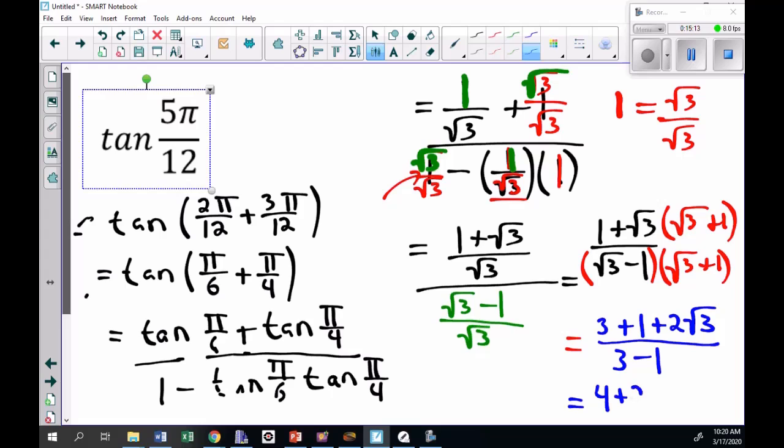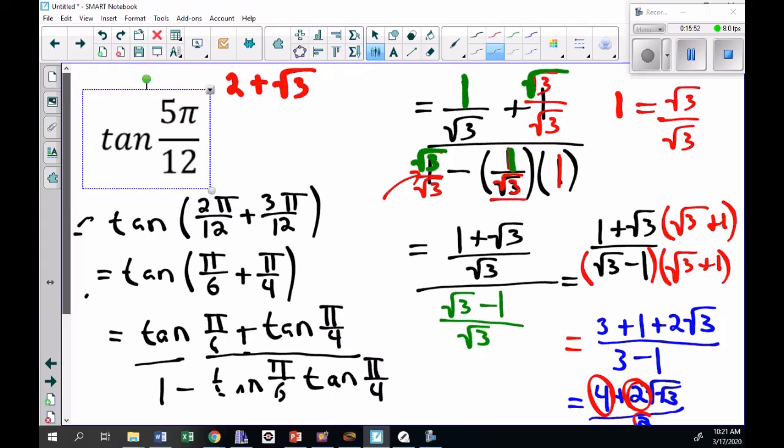We get plus 2 square root of 3. And then 3 minus 1 is 2. Now we're so close to being done. If you remember from 20-1, you can see that the 4, the 2, and the 2 all have a common factor of 2, so we can divide everything by 2. And my final answer, I'm going to write in the top left corner here. So 4 divided by 2 is 2, plus 2 divided by 2 is 1, so we end up just with 2 plus square root 3.